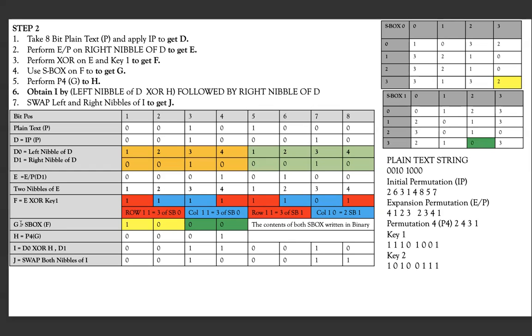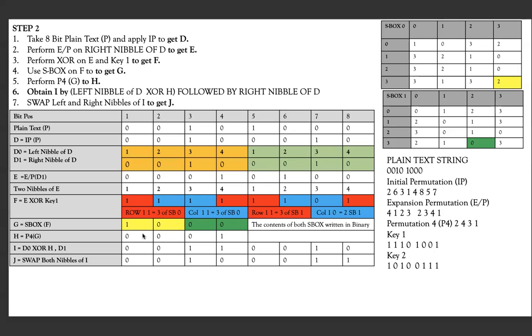Now, after this step, since I have only 4 bits, I will perform permutation 4. That is not expansion permutation, but permutation 4, which actually just shifts around 4 bits. So permutation 4 on G. Basically permutation 4 says that first I need the second bit, which is 0. Then I need the fourth bit, which is also 0. Then I need the third bit, which is also 0. And finally, I need the first bit, which is 1. So this combined is my permutation 4 sequence right here, 0, 0, 0, 1.